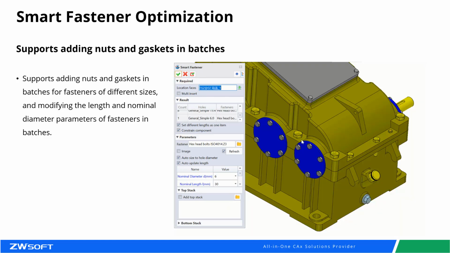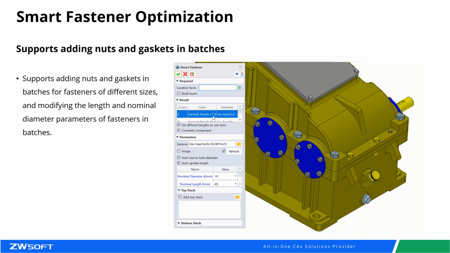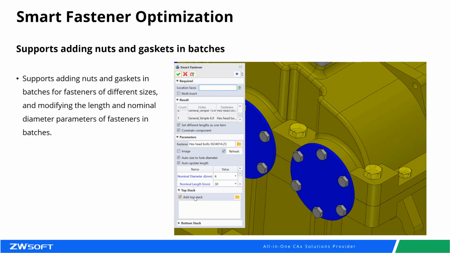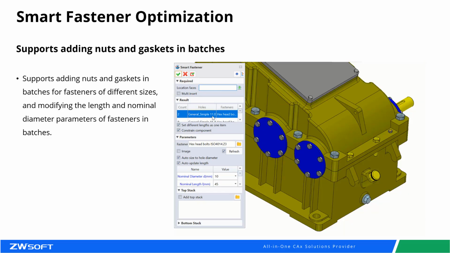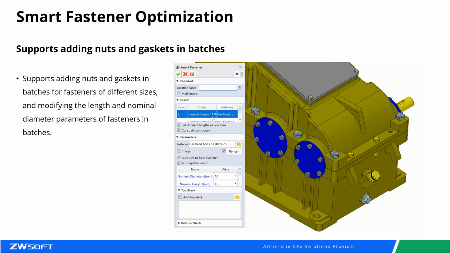In the ZW3D 2025 SP version, we optimized this function to make it more convenient than before. Now it supports adding nuts and gaskets in batches for fasteners of different sizes, and modifying the length and nominal diameter parameters of fasteners in batches.